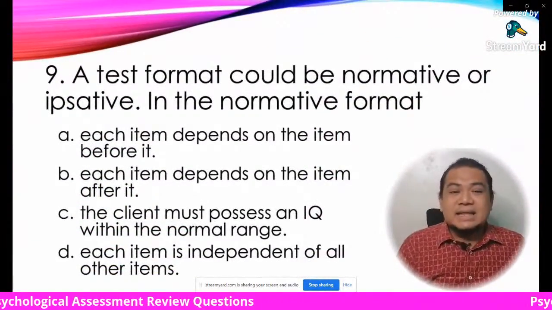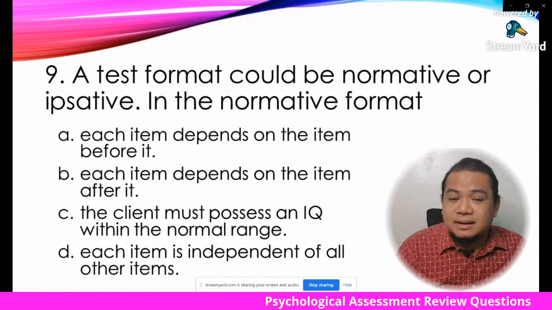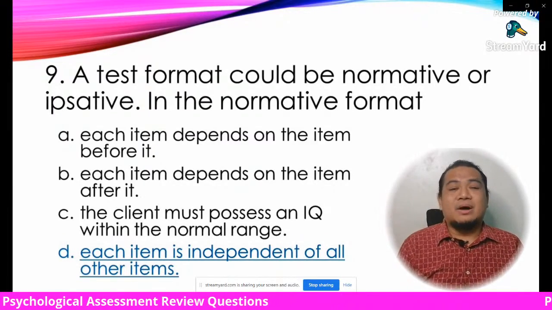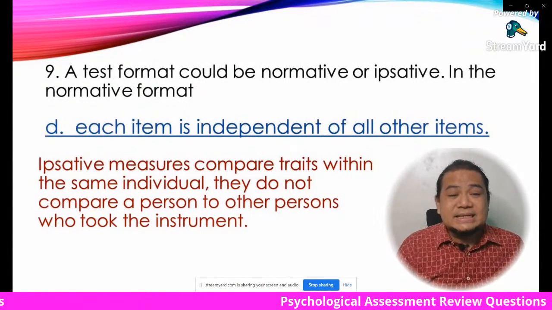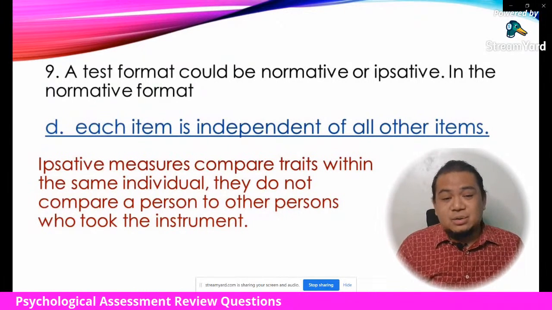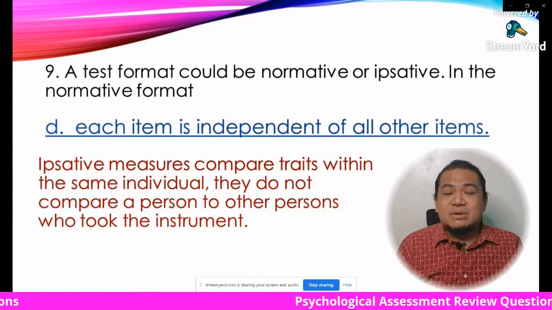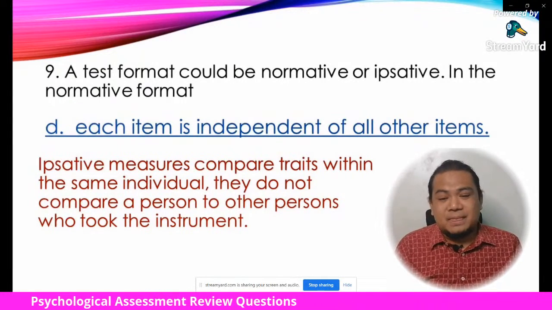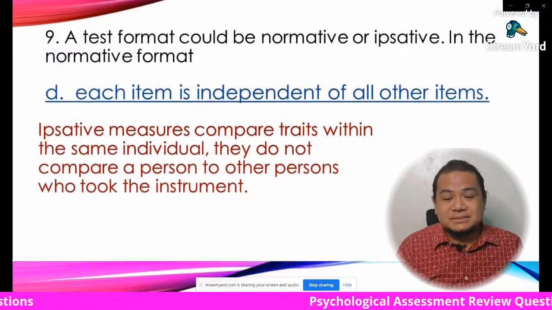Number 9. A test format could be normative or ipsative. In the normative format, the answer is letter D. Each item is independent of all other items. Ipsative measures compare traits within the same individual. They do not compare a person to other persons who took the instrument. The Kuder Occupational Interest Survey, which is now called the Kuder Career Search with Person Match, is one such example. The ipsative test allows the person being tested to compare items.